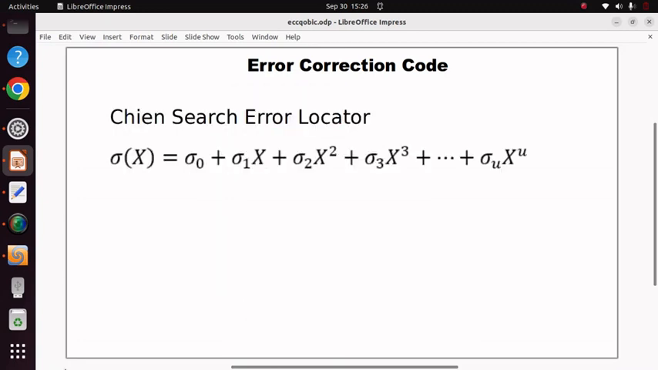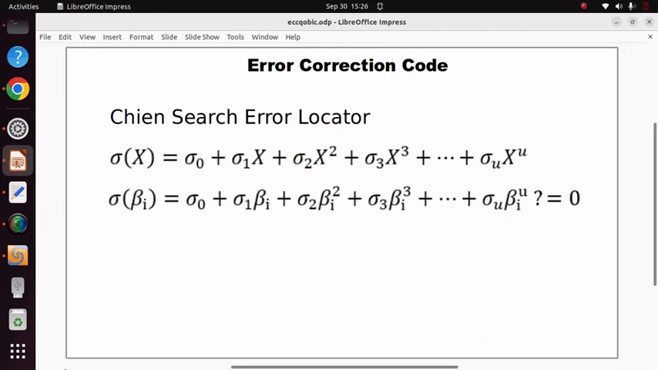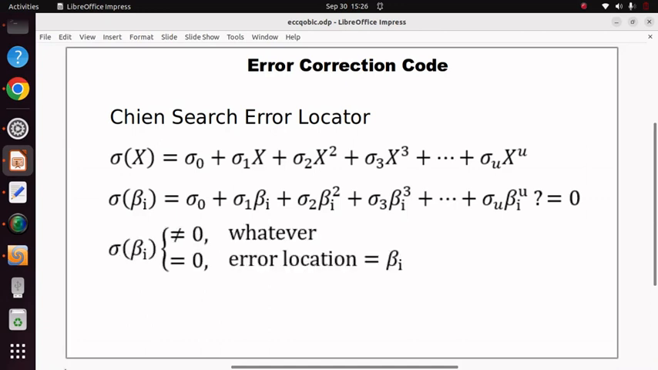The error location number can be found by determining the roots of the error location polynomial. This is known as chain search. The error locations can be searched by plugging the primitive elements into the error location polynomial and checking for zero. If the tested element is a root, the error location number is the inverse of the root. Then we may go ahead and correct the corresponding bits.